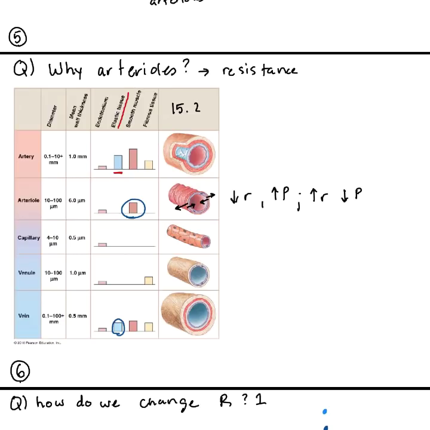So guess what? You can see that there's this inverse relationship between the radius of the blood vessel and pressure. And this will be absolutely fundamental to what we're talking about as we continue talking about mean arterial pressure.